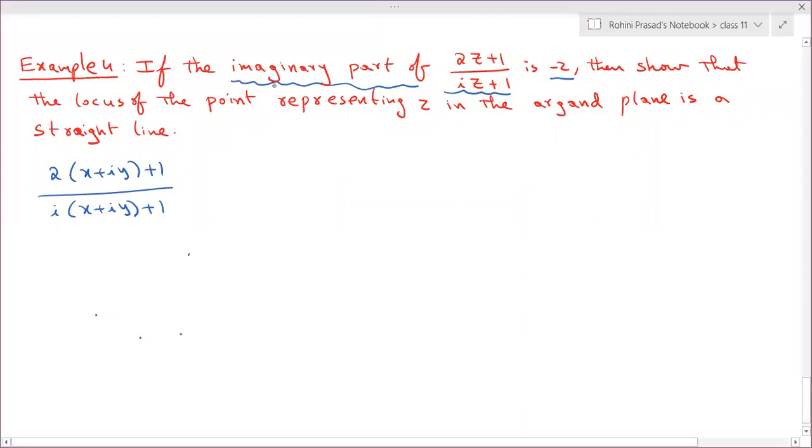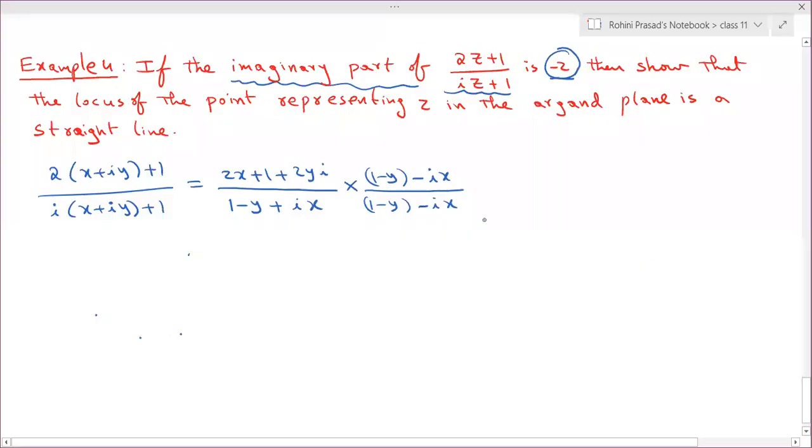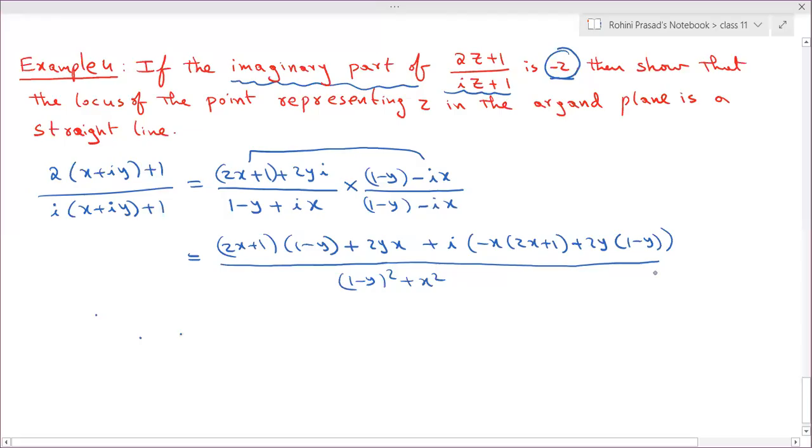So to get the imaginary part of this, you just substitute z equal to x plus iy, and you need to convert this into a plus ib form, and the b should be equated to this -2, and you get the locus. Multiply the denominator with its rationalizing factor. So we just multiply those, and then they told that the imaginary part is -2. The imaginary part is this one by this equal to -2.